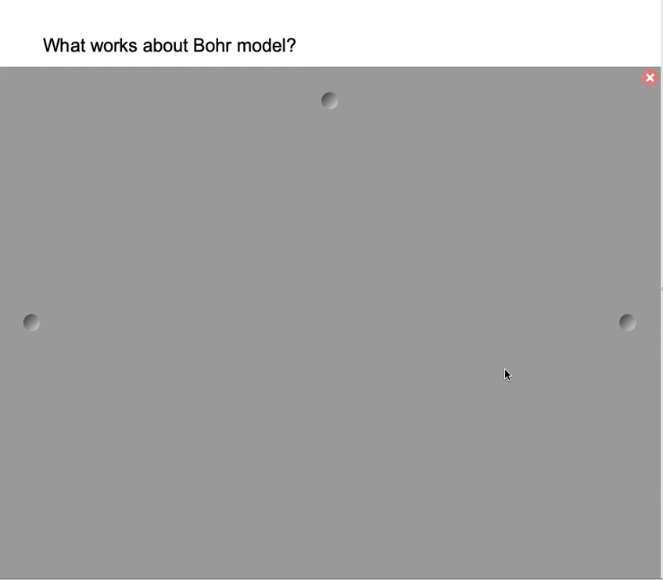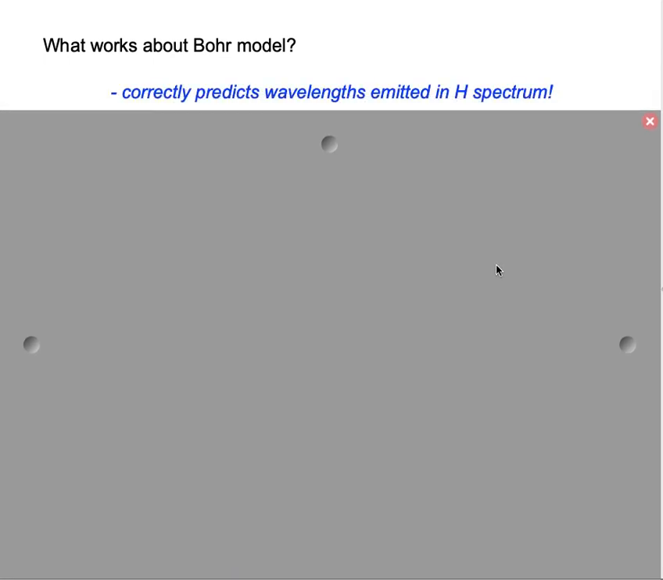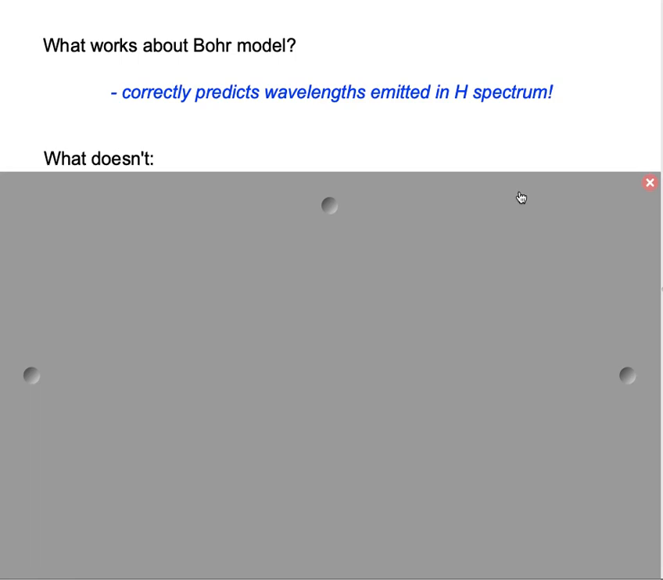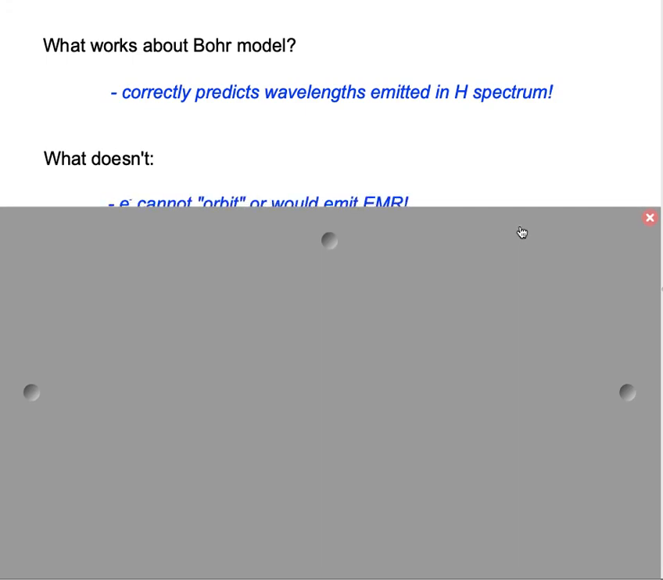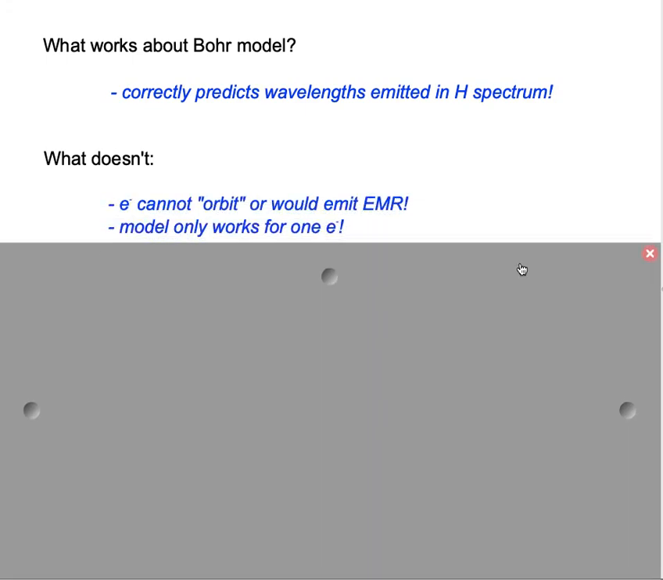Now, what works about the Bohr model is he correctly predicted the wavelengths emitted in the hydrogen spectrum. Bohr won the first Nobel Prize in physics because he came up with a mathematical model that actually correctly predicted the wavelengths observed. What doesn't work is the qualitative interpretation. And Bohr knew this, but he went ahead with his model anyway. What doesn't work is the fact that the electron cannot be circling the orbit like the moon orbits the Earth, because classical physics tells us that a charged particle moving in a circular pathway would constantly emit electromagnetic radiation, which we do not observe, so that can't be the case.